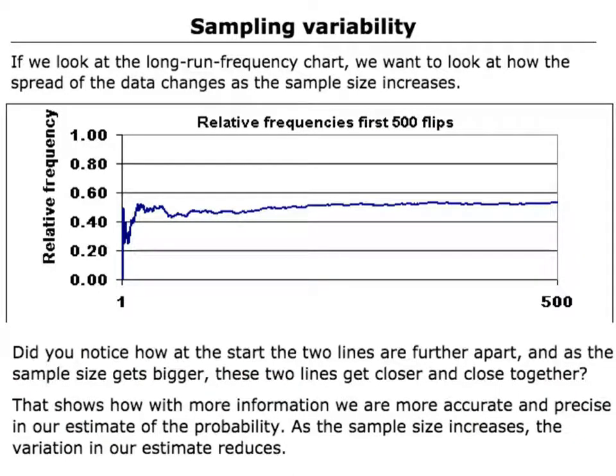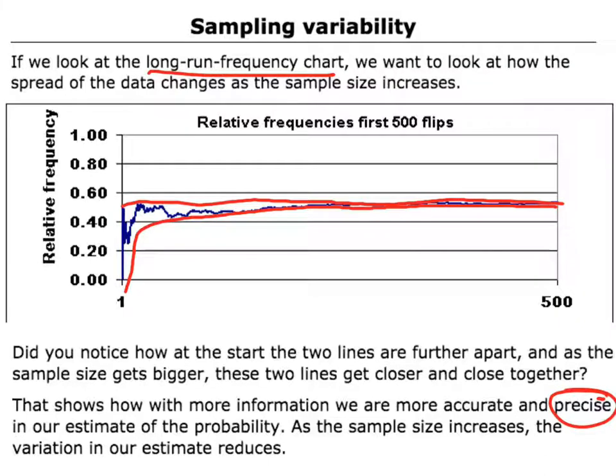Sampling variability is when we look at that long-run frequency chart and we draw a graph of that. What we can notice is, as I said before, as time goes by, if I draw a line at the top and a line at the bottom, the data is getting closer and closer together. That means that as we have more information, we are more precise in our estimate. So as our sample size or our number of trials is increasing, the variation in our estimate is reducing or getting smaller.